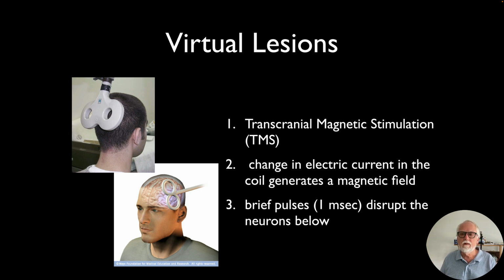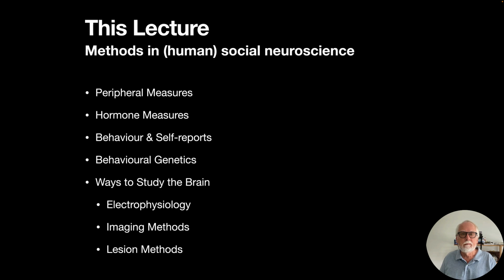Okay, so we've now covered a lot of different kinds of methods in social neuroscience, again, particularly with humans. We've covered peripheral measures, hormone measures, behavior and self-reports, behavioral genetics, and lots of ways to study the brain, including electrophysiology, imaging methods, and lesion methods. And keep in mind that we'll come back and talk about a lot of these in much more detail in coming weeks, including hormones, behavioral genetics, and a lot more about brain activity.